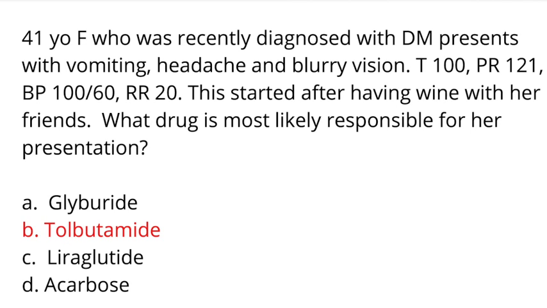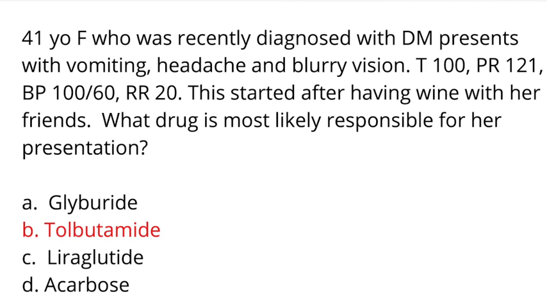It's important that you know this because option A and option B are both sulfonylureas. However, glyburide is a second generation sulfonylurea, while option B, tolbutamide, is a first generation sulfonylurea. So that's why option B is the answer.